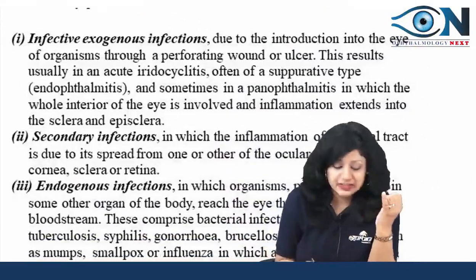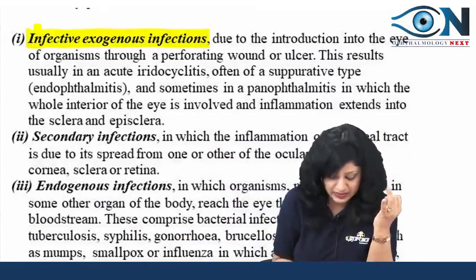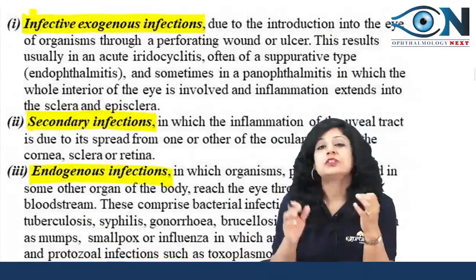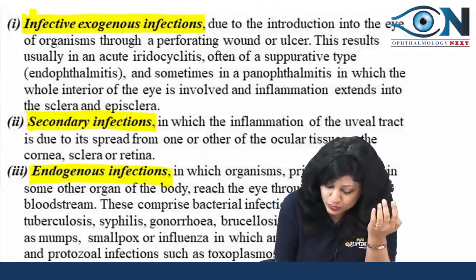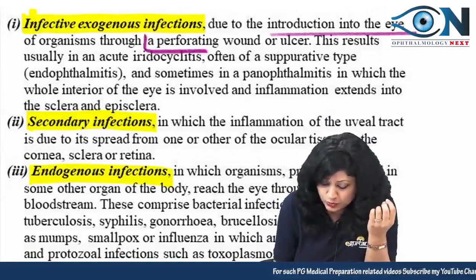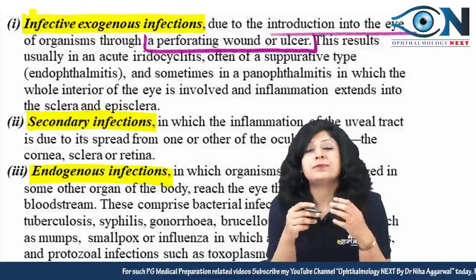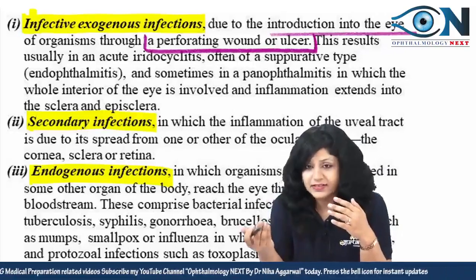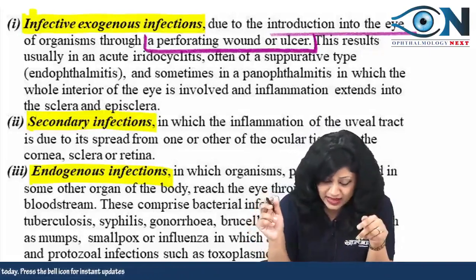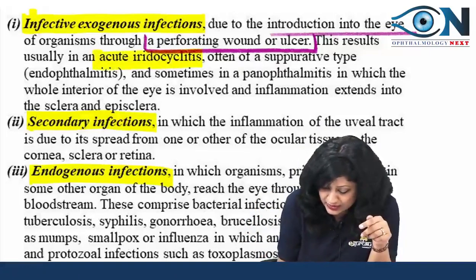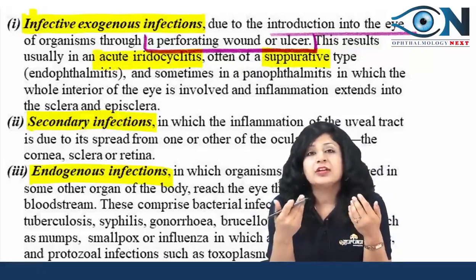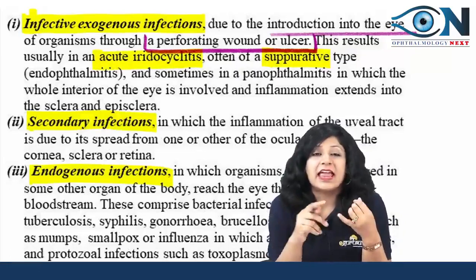We can have the infective exogenous infections, secondary infections, and endogenous infections. In the exogenous infections, the agents are introduced into the eye, coming through a perforating wound or ulcer. Whenever there is a perforation, a wound, or an ulcer, there is a possibility that an infectious agent from outside enters the eye, and this will lead to acute iridocyclitis, and mostly it is suppurative. Suppurative means pus forming. So it can be due to endophthalmitis.